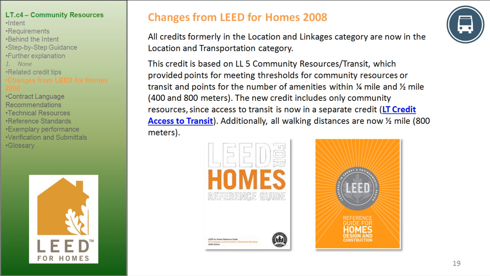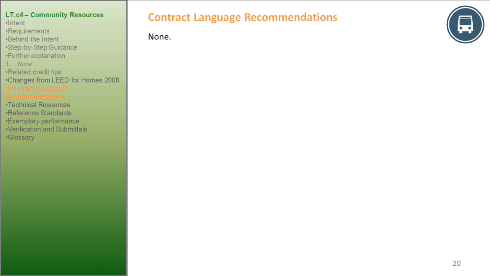The new credit includes only community resources, since access to transit is now in a separate credit, or LT credit access to transit. Additionally, all walking distances are now 1/2 mile or 800 meters. Contract language recommendations: none. Technical resources, none. Reference standards, none.